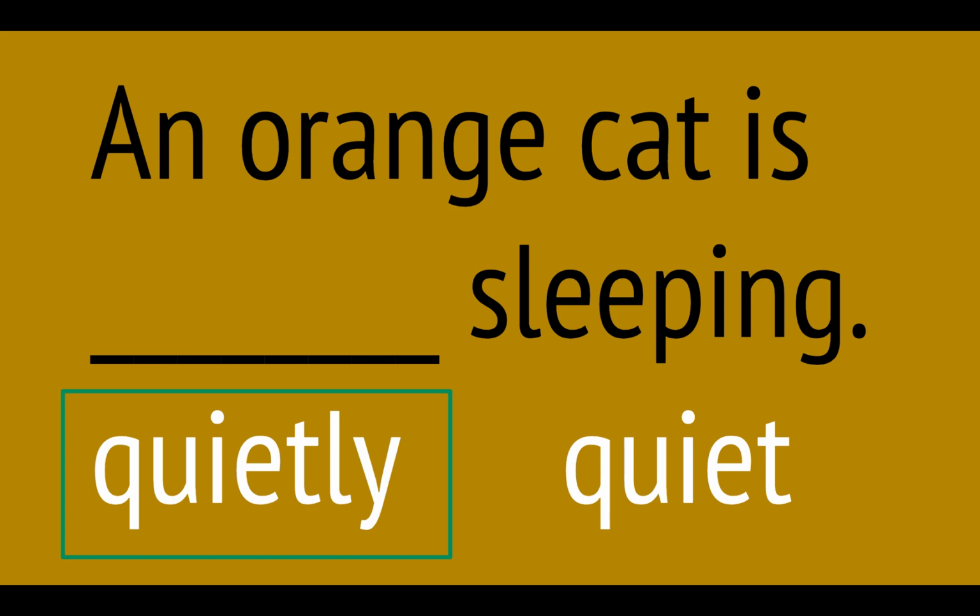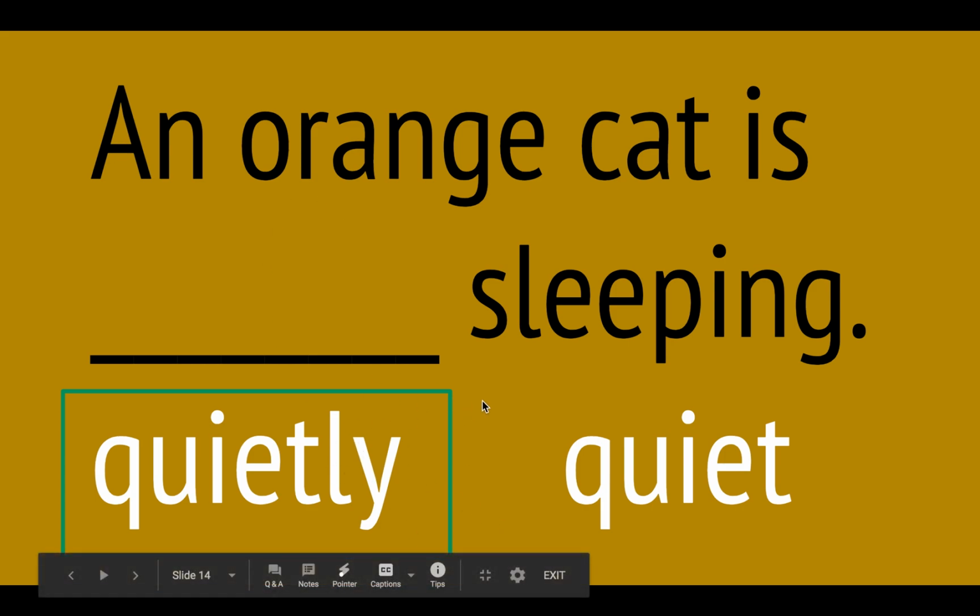Okay, so if you need to double check, and actually I'm telling you to double check your work, read back the sentence to yourself and make sure that it makes sense. An orange cat is quietly sleeping. And if you still don't hear it, then maybe read it again with the other word. An orange cat is quiet sleeping. Does that make sense? No. Remember, an adverb always ends with an ly.